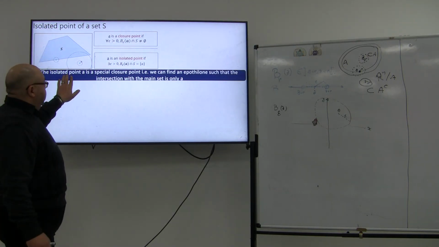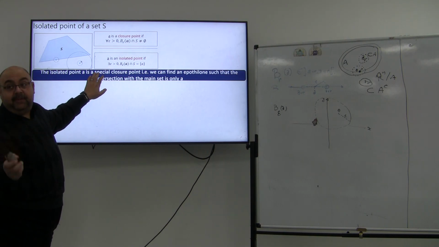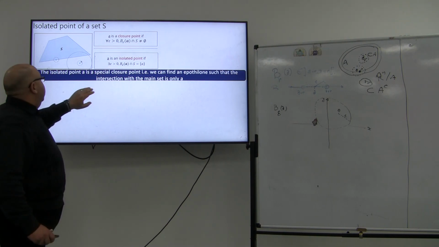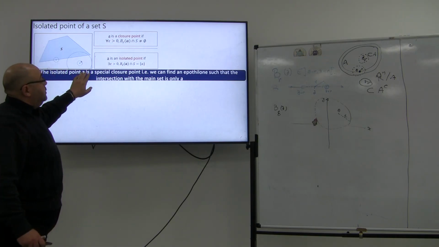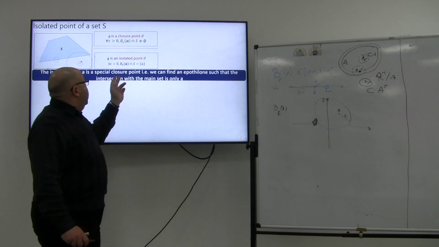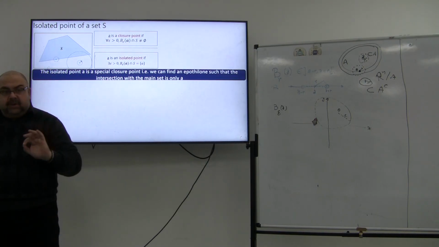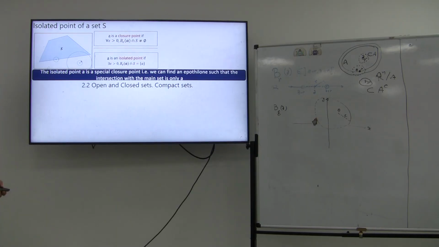So the isolated point is a special closure point. We can define it this way: it is a special closure point for which we can find an epsilon such that the intersection with the main set is only A. So the intersection will result in just this point.